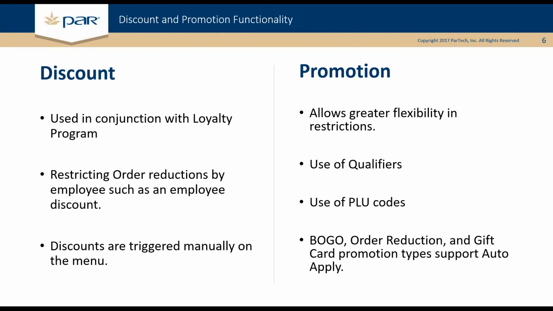Here we've got a few functionality key points. Discounts are used in conjunction with the loyalty program, and they also can restrict order reductions by employees, such as an employee discount. Discounts are also triggered manually on the menu by the use of a button. Promotions allow greater flexibility in those restrictions through the use of qualifiers and the use of codes. Buy one, get one, or BOGO, order reduction and gift card promotion types support the auto apply function, whereas coupons actually are manually triggered.